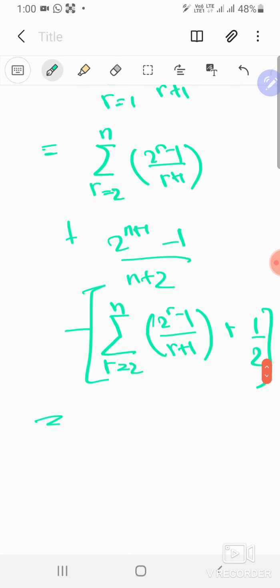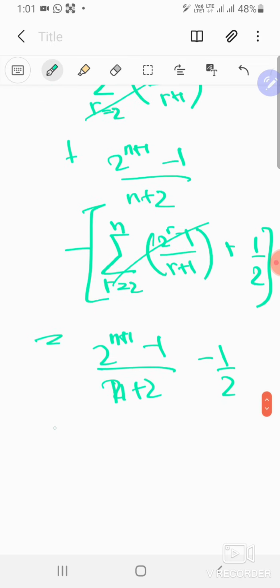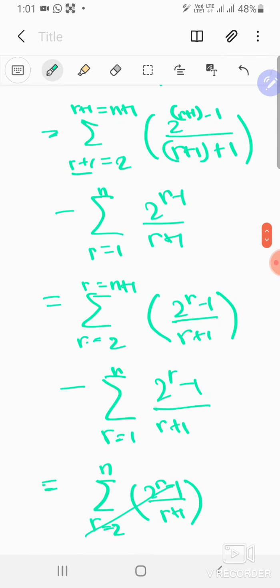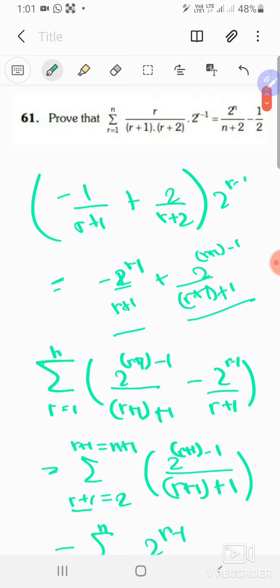So that will turn out to be, you can already see these two sums will get cancelled because they are the same but with opposite sign. So you will just have 2 to the n plus 1 minus 1 upon n plus 2 plus half. Wait, no, not plus half, minus half, right? So that will turn out to be, wait, is that the same thing? Right, so that's the same thing. 2 to the n minus 1 minus 1.